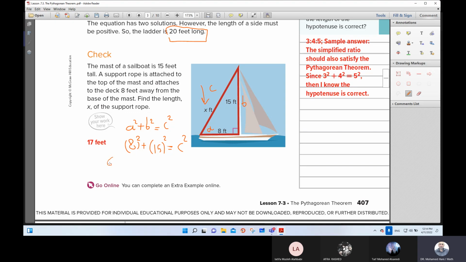8 squared means 64. 15 squared means 15 times 15, which is 225, equals C squared. Now we can add, so C squared equals 289, meaning C equals the square root of 289, which is negative and positive 17, because 17 times 17 equals 289. But we can just take the positive value, so the answer will be 17.